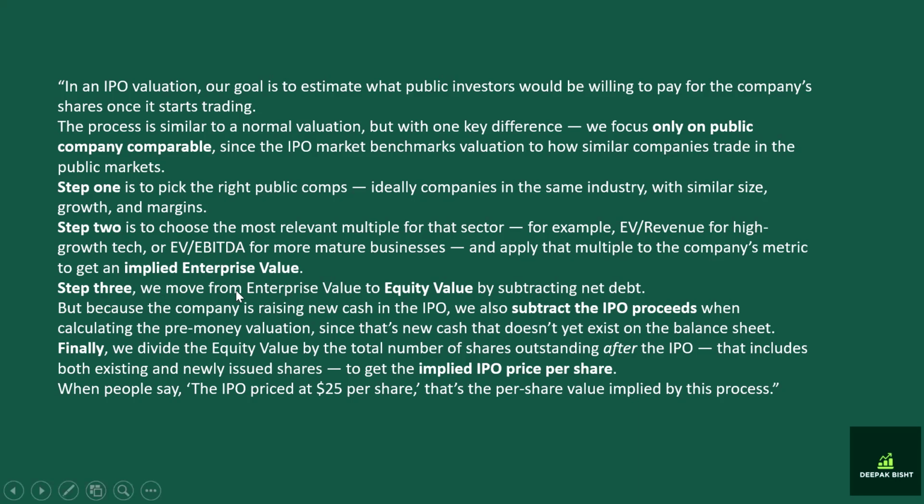And step three, we move from enterprise value to equity value by subtracting net debt. But because the company is raising new cash in the IPO, we also subtract the IPO proceeds when calculating the pre-money valuation, since that's new cash that does not yet exist on the balance sheet. Finally, we divide the equity value by the total number of shares outstanding after the IPO, which includes both existing and newly issued shares, to get the implied IPO per share price. And when people say the IPO is priced at $25, that means that the per share value is implied in this process. I hope this was crystal clear to you guys.